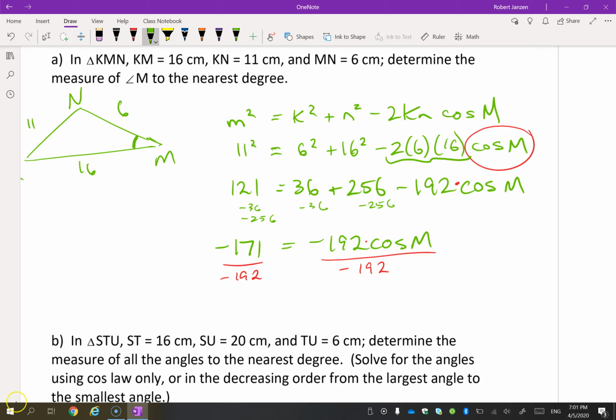And so you get decimal 0.890... This is cos of M, so M is the inverse cos of that. And you should get 27.0 degrees, so we'll go 27 degrees. Okay?